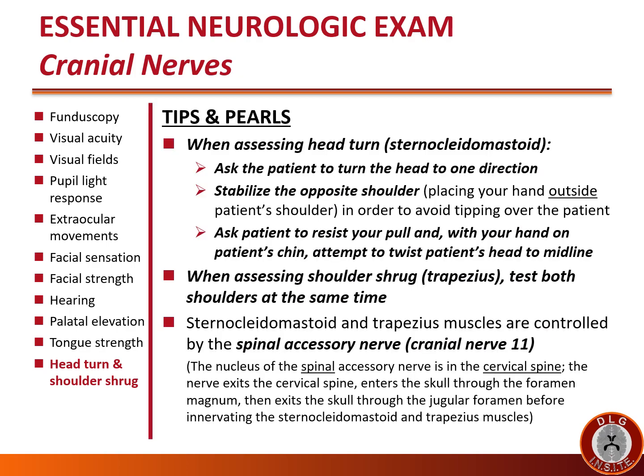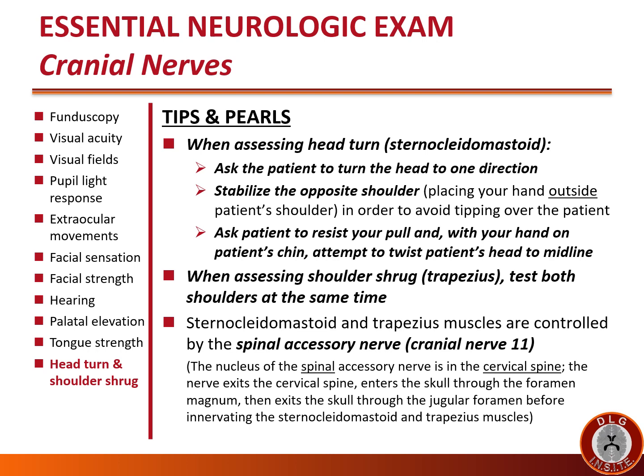Tips and pearls, cranial nerves, head turn, and shoulder shrug. When assessing head turn, the sternocleidomastoid, ask the patient to turn the head in one direction. Stabilize the opposite shoulder, placing your hand outside, not on top, outside the patient's shoulder in order to avoid tipping over the patient. Ask the patient to resist your pull, and with your hand on the patient's chin, attempt to twist the patient's head to midline. When assessing shoulder shrug or trapezius, test both shoulders at the same time.